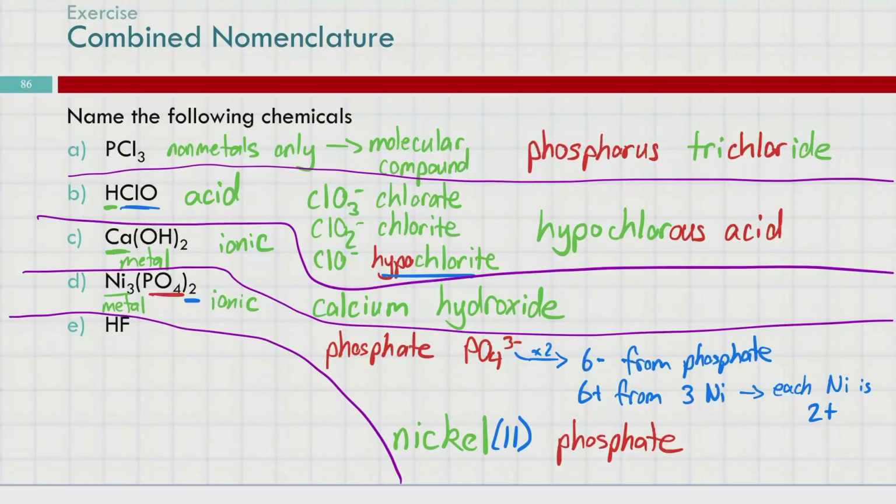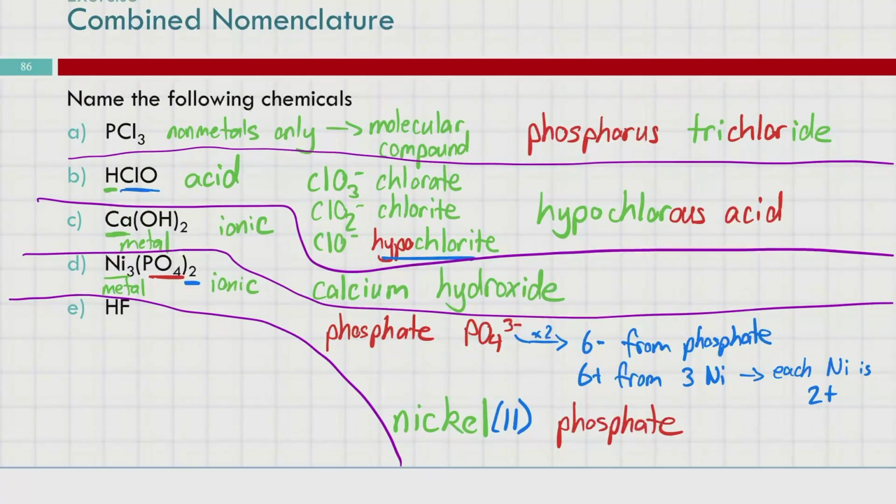And then last but not least, we've got HF. What kind of thing is HF? Kind of compound? Binary. Binary what? Binary acid. It's got H in front, so it's an acid. It's just 2 things. So it's binary.